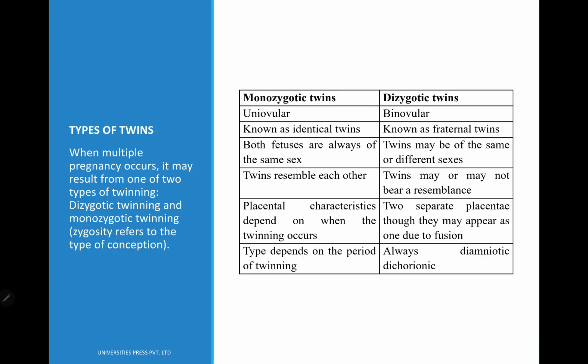Now, first, let's talk about our favorite ones, which is the twins. So, we have different types of twins. When a multiple pregnancy occurs, it may result from one of the two types of twinning. Either it can be monozygotic twins or dizygotic twins. Zygosity refers to the type of conception.